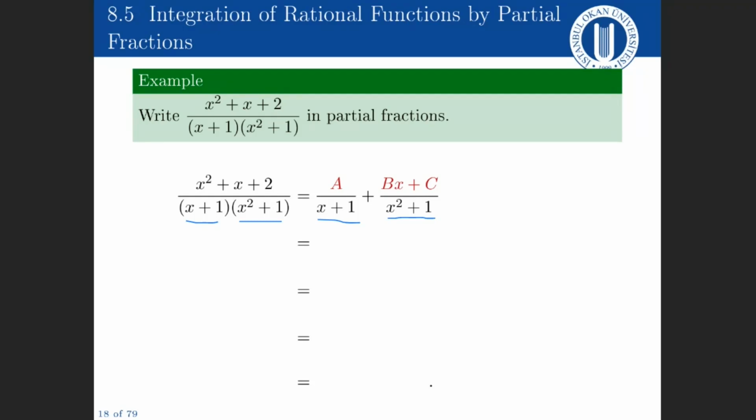The somethings should always be a polynomial which is 1 degree smaller than the denominator. Here, x plus 1 is a first degree polynomial. So on the top, I should have a 0 degree polynomial. A 0 degree polynomial is just a number. In the second term, on the bottom, I have a second degree polynomial. So on the top, 1 less than 2 is 1. I must have a first degree polynomial, or number x plus number.